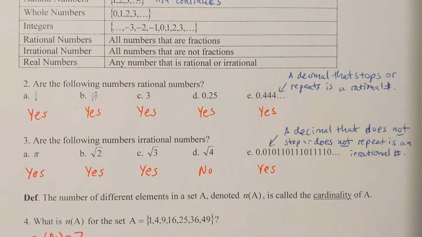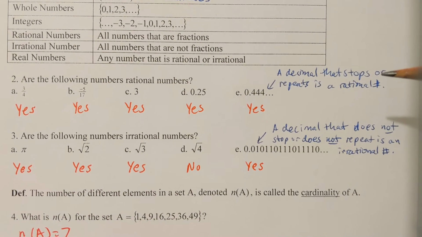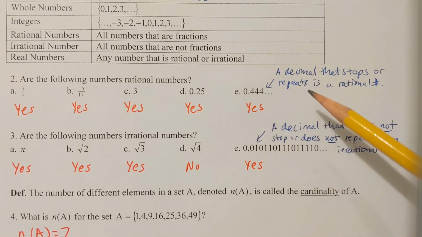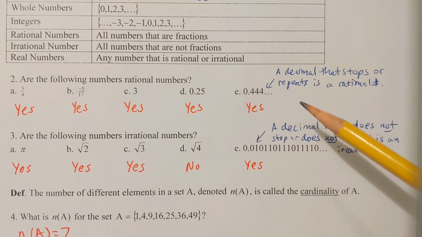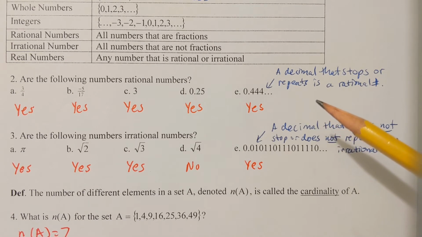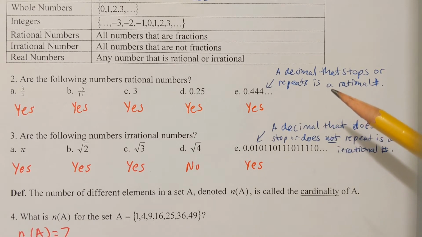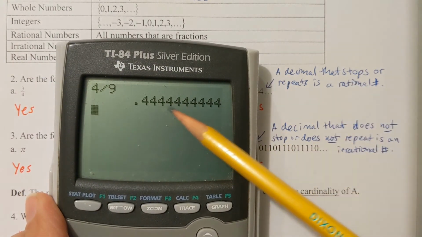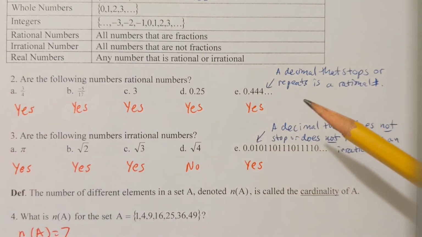0.444, the infinite decimal. By the way, a decimal that stops or repeats is a rational number. So this one repeats 4s. That one would be a rational number. And if you type in 4 divided by 9, there it is.